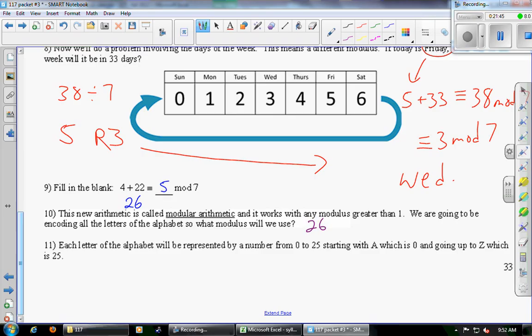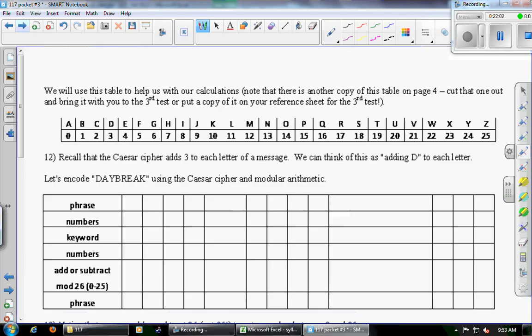So here's what we're going to do. We're going to be encoding all the letters of the alphabet. Every letter of the alphabet is about to become a number. How many letters are there in the alphabet? 26. So what modulus are we using? 26. What's the biggest number in our list if there are 26 things in the list? It's 25. We're not going 1 to 26, we're going 0 to 25. Okay, and I think we'll get Gina to read 11.